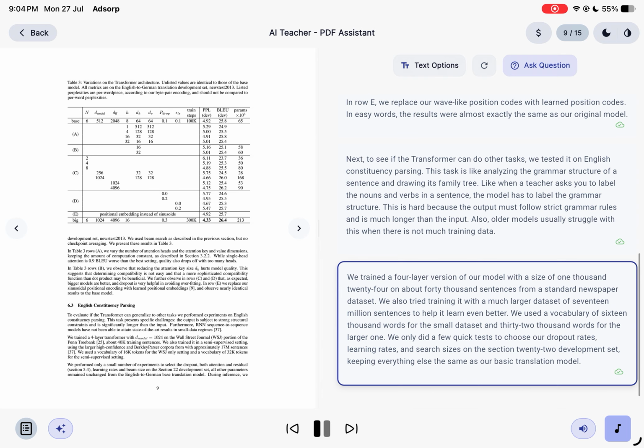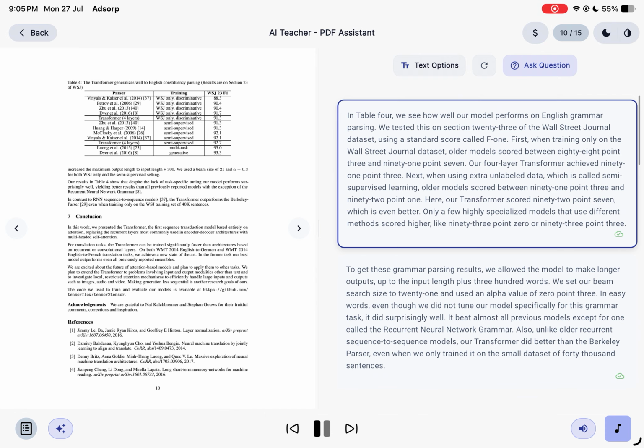We trained a 4-layer version of our model with a size of 1024 on about 40,000 sentences from a standard newspaper dataset. We also tried training it with a much larger dataset of 17 million sentences to help it learn even better. We used a vocabulary of 16,000 words for the small dataset and 32,000 words for the larger one. We only did a few quick tests to choose our dropout rates, learning rates, and search sizes on the Section 22 development set, keeping everything else the same as our basic translation model.